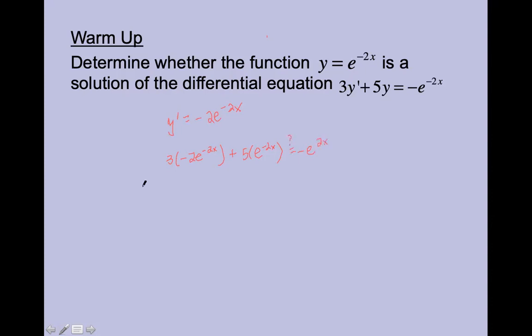All right, so we're going to do some simplifying. This would be negative 6e to the negative 2x plus 5e to the negative 2x. And you probably can already see that, yes, that is in fact equal to negative e to the negative 2x, right? So it is a solution. All right, let's continue with the presentation.